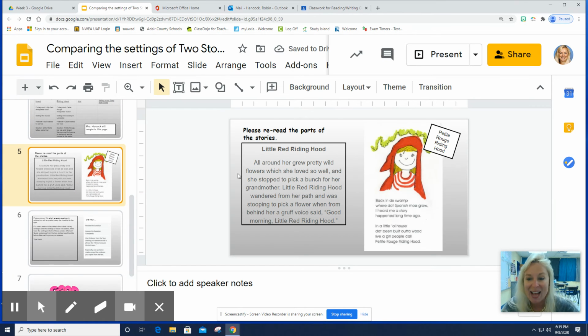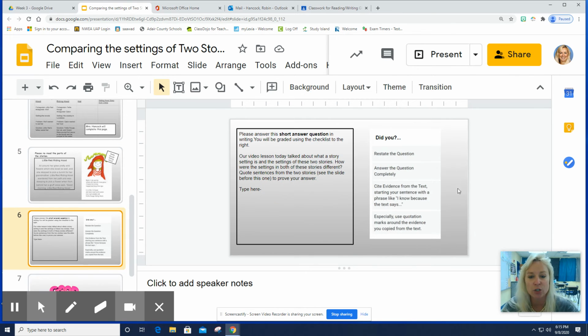We had just read 2 passages that described the setting in these 2 stories, and this is what we're going to do. This is our short answer for this week, the only one we'll do this week, okay? It says, please answer this short answer question in writing. You will be graded using the checklist to the right. So remember RACE? I told you about RACE in a previous video. R, restate the question. A, answer the question completely. C, cite evidence from the text, starting your sentence with a phrase like, I know because the text says. And E, especially use quotation marks around the evidence you copied from the text. So you're going to want to use this to write your answer.